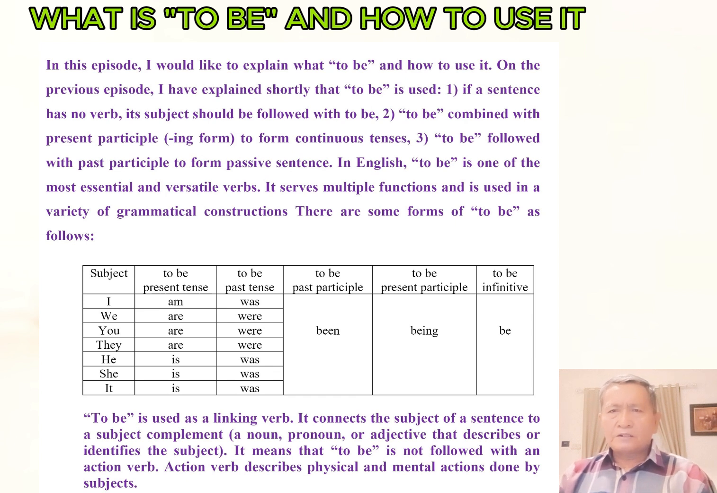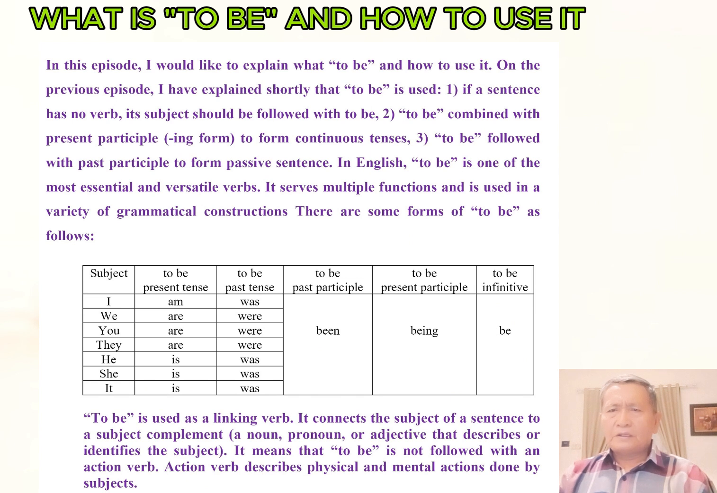In English, to be is one of the most essential and versatile verbs. It serves multiple functions and is used in a variety of grammatical constructions. There are some forms of to be as follows.